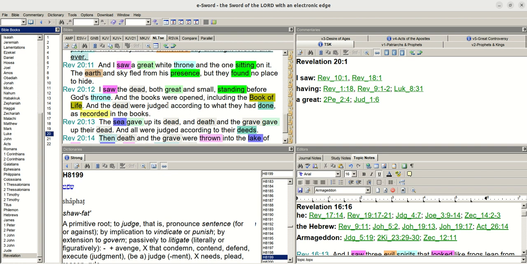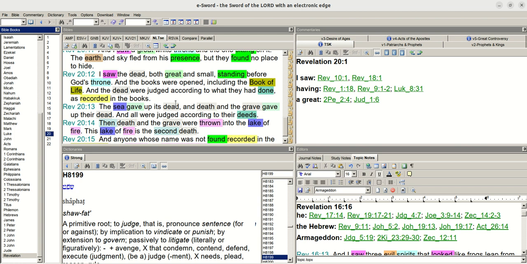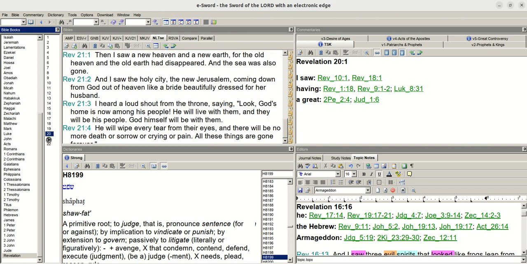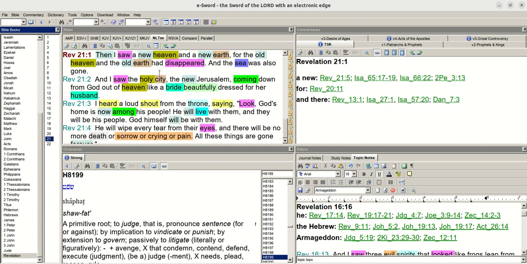And the dead, both small and great, were taken out of the book, and the sea gave up its dead, and the lake of fire was thrown in the lake of fire. And the story continues in chapter 21.